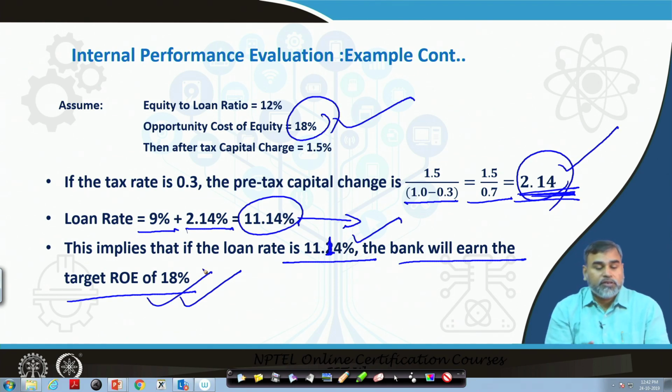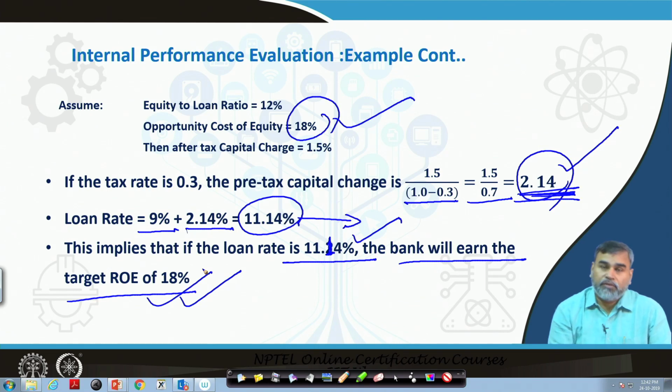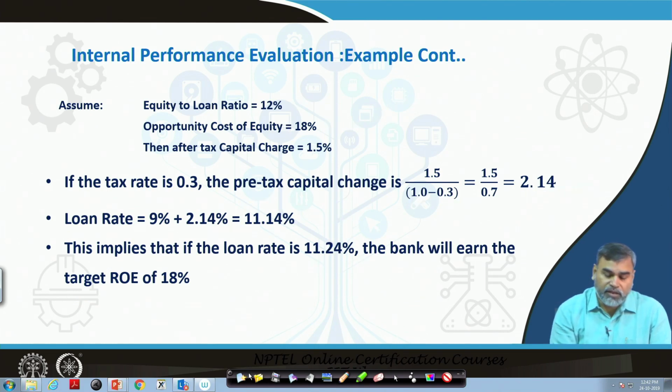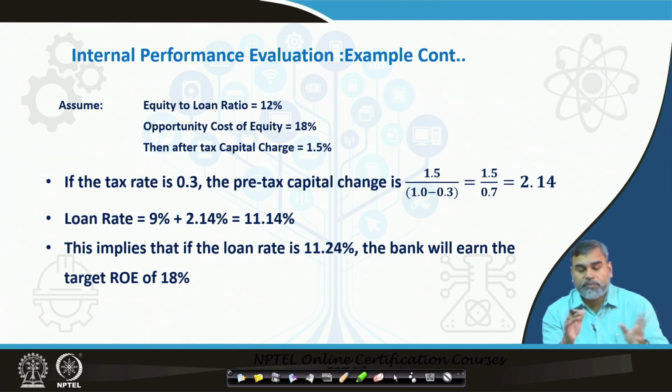So, this is what we can say: internal performance evaluation you can do through this RAROC for a particular loan pricing. This is basically one example. You can use it for many other lines of business that commercial banks have, and how much capital they should charge to fulfill their basic objectives, whatever they have thought of in the beginning, or the expected objectives they have.